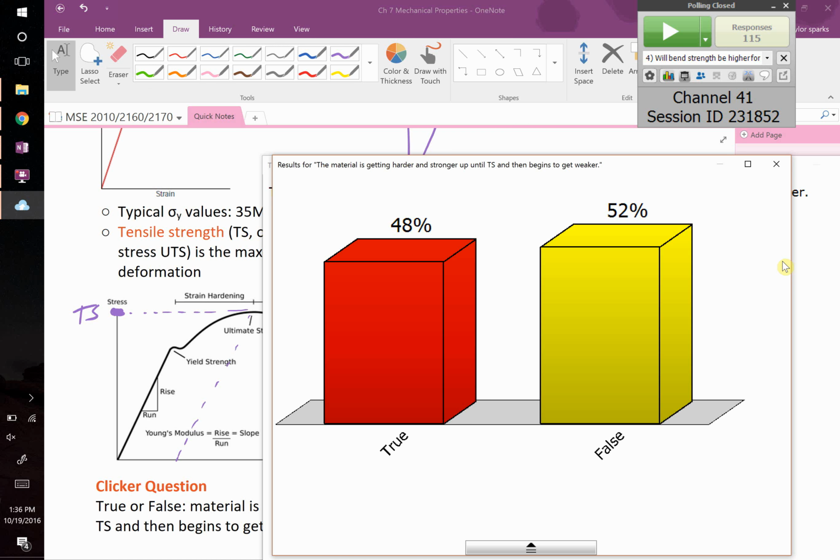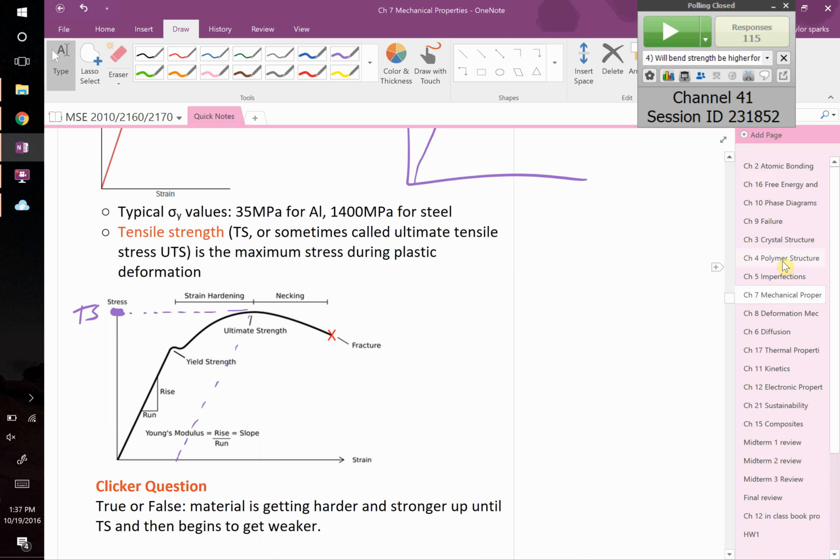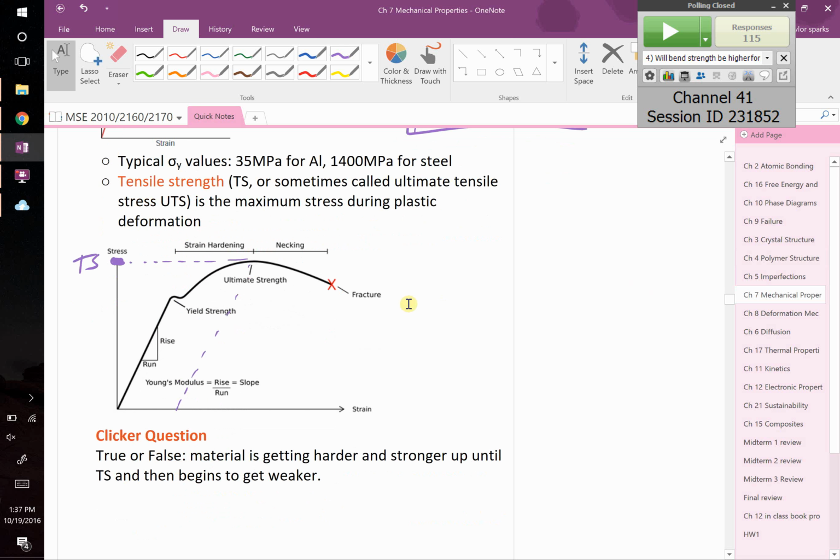Andrew, which one did you think? I chose true. Okay, you chose true. You thought it's getting weaker. What was your argument? As you pull on the material, it may seem harder and harder until it actually pulls apart and weakens at the point of porosity. Okay, so you think that as you're pulling it apart, it's just getting weaker, and we can see evidence of that. I mean, this thing is going down.